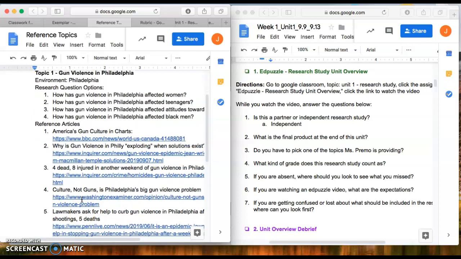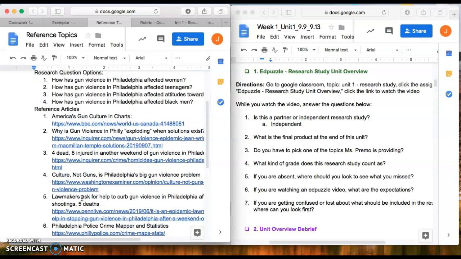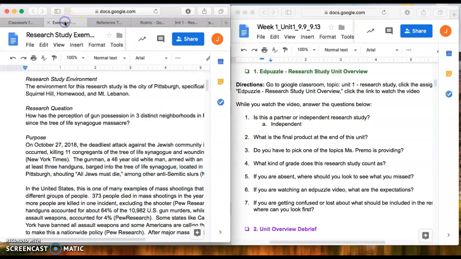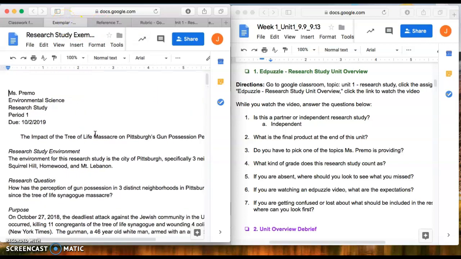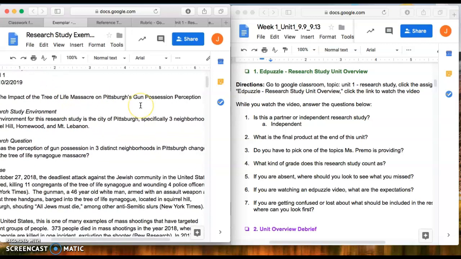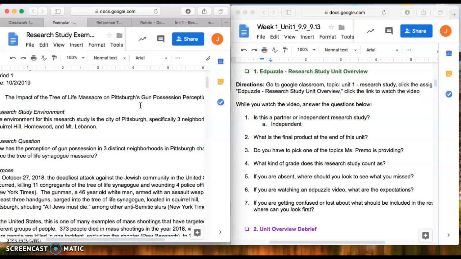You by no means have to choose anything that I've come up with. This is just if you need a starting point and you're really struggling, or you just need to look at an example. I would choose something that you're really passionate about because it's going to make it a lot better to write about. For my case, I chose the impact of the Tree of Life massacre on Pittsburgh's gun possession.